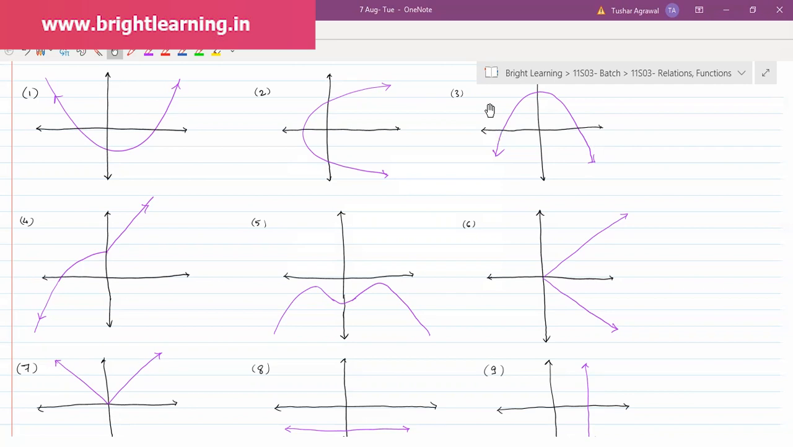Pujita, I've given you 10 questions. Out of these 10, it's not that only one of them is correct. These are 10 independent questions. Each of them, the answer is either yes, it's a function, or no, it's not a function.